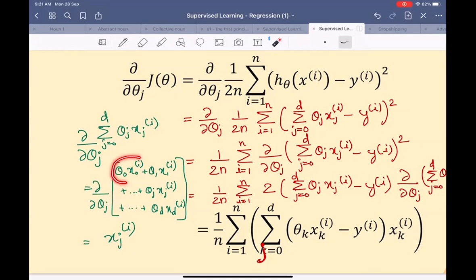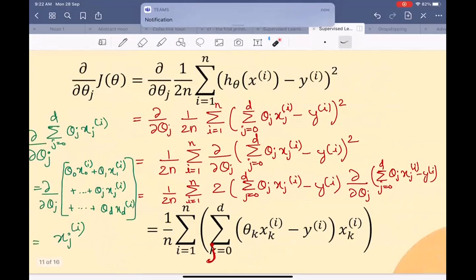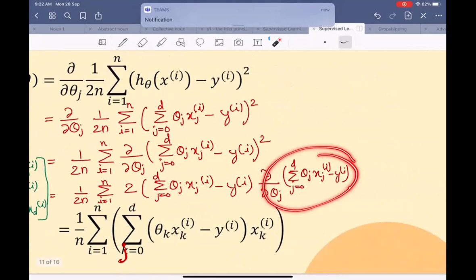So the derivative of the first term with respect to theta j becomes 0. This becomes 0. This becomes 0. Every other term becomes 0 except for the term which has theta j in it, and the derivative of theta j becomes 1. We are left with only this variable, which is xj of i. So this xj of i is what we end up with here.